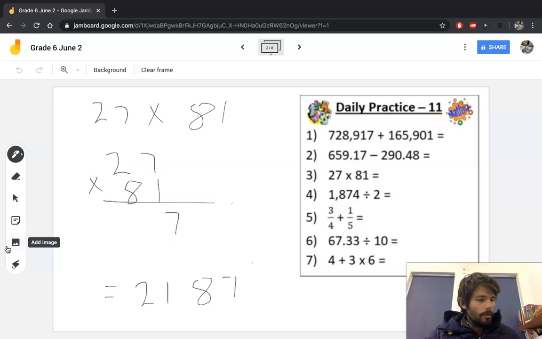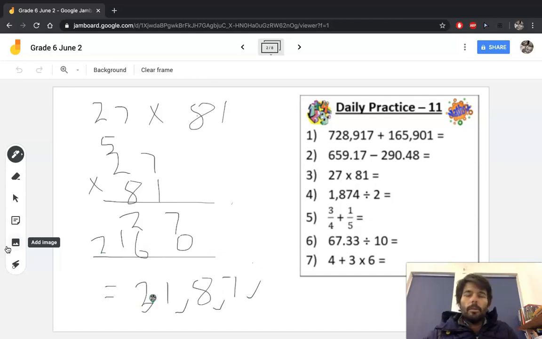And 2, 56, 21, and then if I add them up, 7 and 0 is 7, 2 and 6 is 8, 1 and 2 is 3. So we must know we're correct if two different methods give us the same answer.